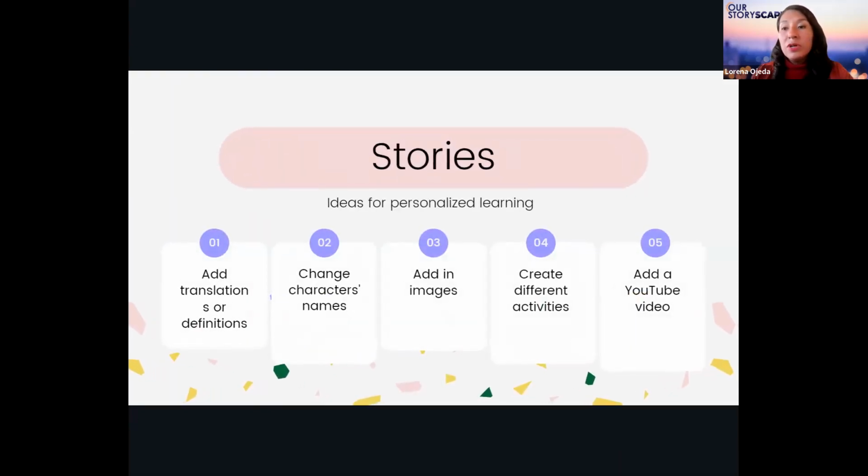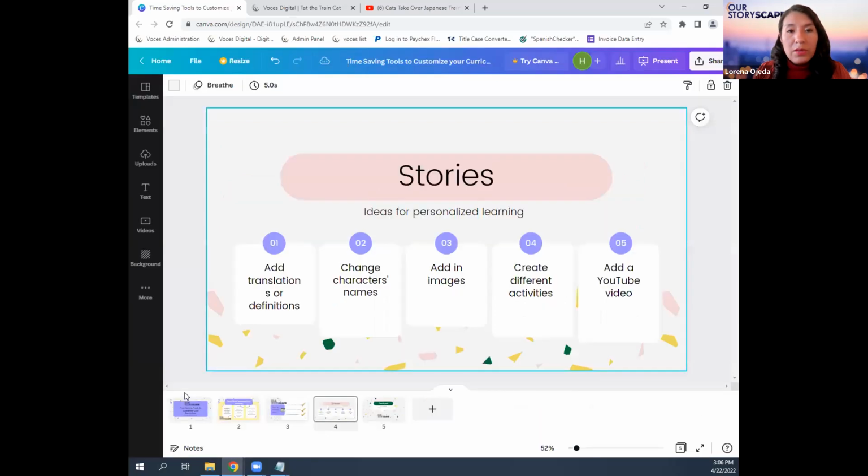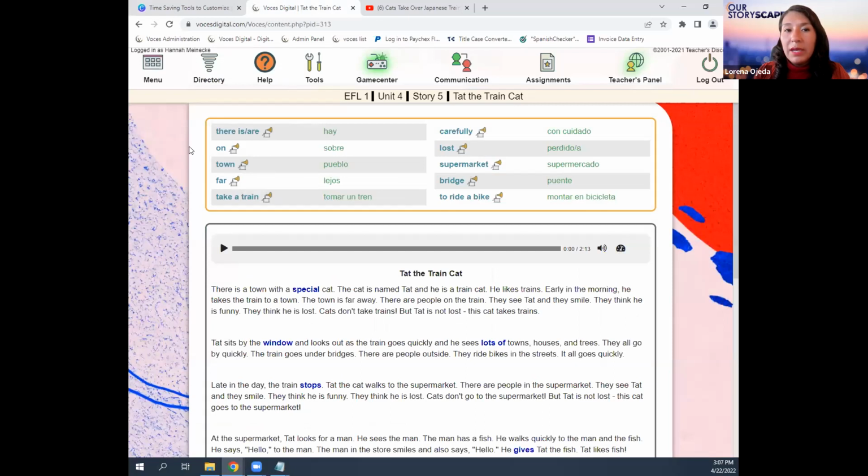So today we're going to start with the stories, which are the focal point of our material. We're going to show you how to do different tasks and how to personalize all of these activities with your students. The first one is the translation, for example. We're going to show you how to do that. So now we're going to go to the Voces digital platform and to Our Storyscape, and I will leave you with Hannah.